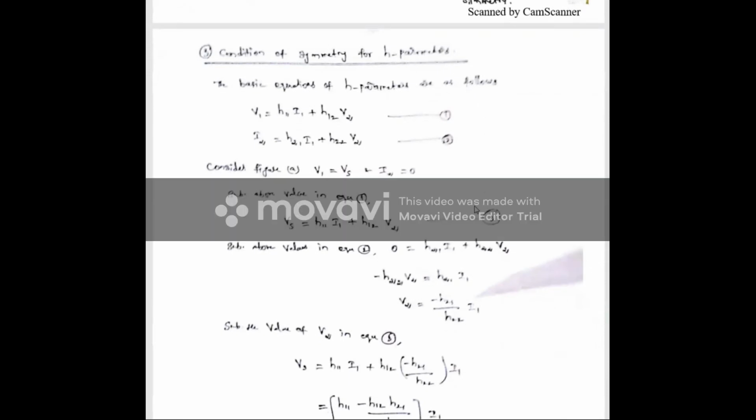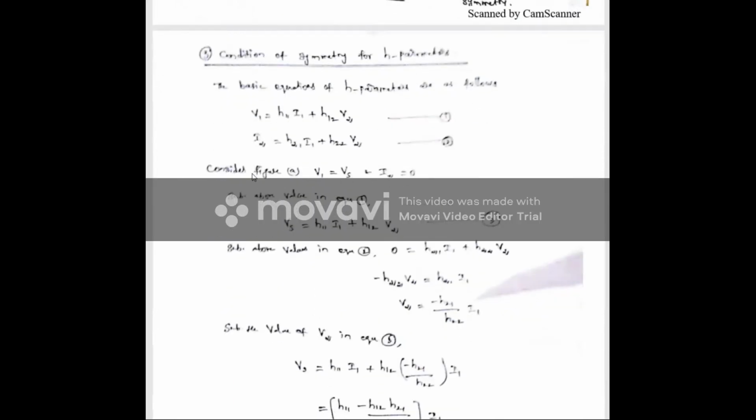Okay. So in terms of z parameter, if z11 equal to z22 it means it is a symmetrical network. Similarly, in terms of admittance parameter, y11 equal to y22 means it is a symmetrical network in terms of y parameter. Okay. Then the third one, the condition of symmetry for H parameter. Okay, H parameter.